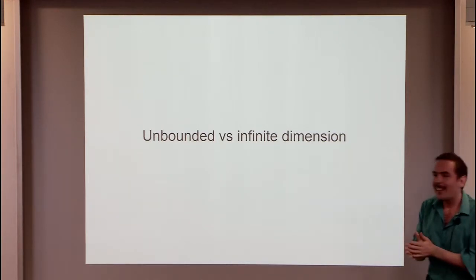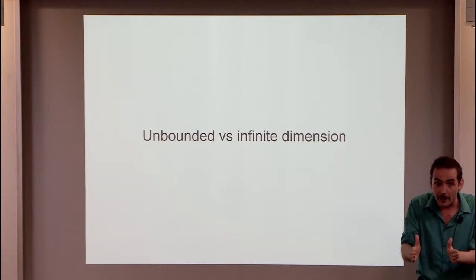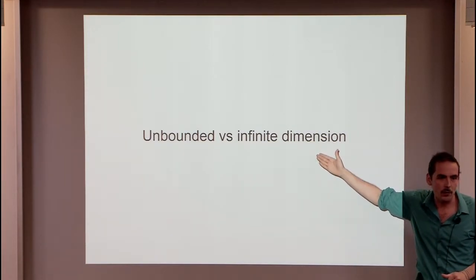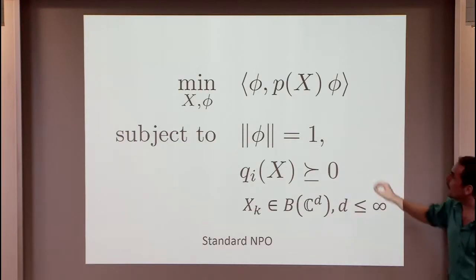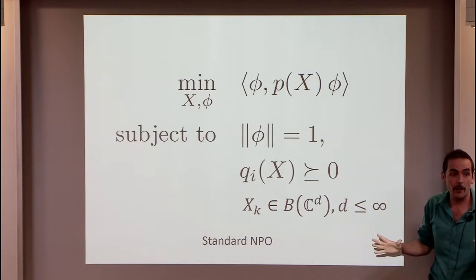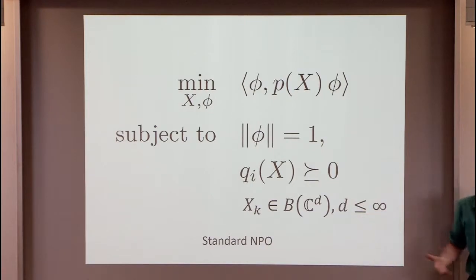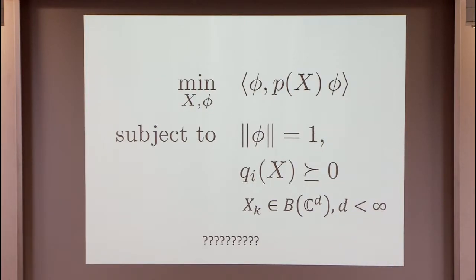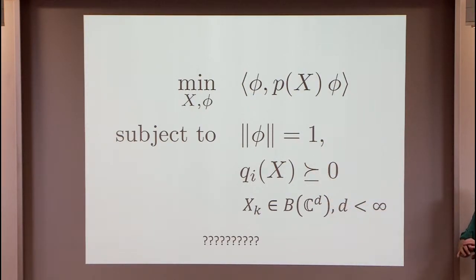Here I want to distinguish between having a system of unbounded but finite dimension and a system of infinite dimensions. In a standard NPO, you're optimizing over all possible Hilbert spaces altogether, be they finite dimensional or infinite dimensional, right? So we don't have any promise here on the dimension. I want to conduct this optimization, given some set of constraints, over all possible finite dimensional representations.